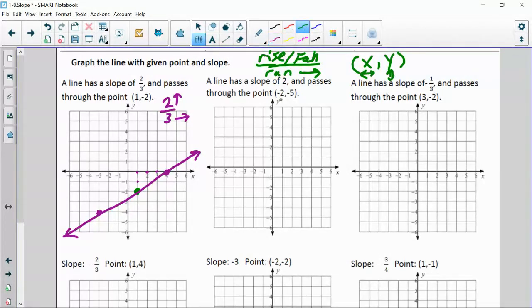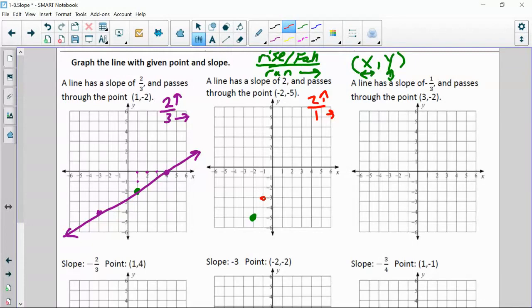I'm going to make my point -2, -5. So I go over to -2, I drop down to -5, and there's my point. Now I go back and look at my slope. My slope is 2. But remember, 2 is a whole number. 2 over 1. So that means I'm going to go up 2, and then I'm going to run to the right 1. So from my -5, I go up to -3 and over 1.